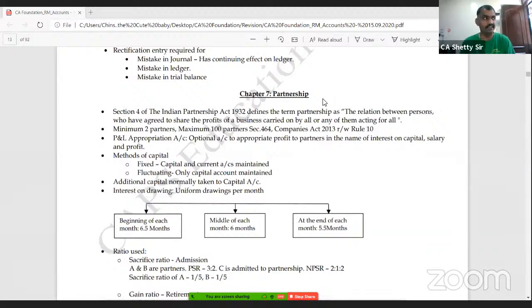Right side, you write in red ink, Calibri: dissolution of firm. Below that, you write: complete close down of the business.